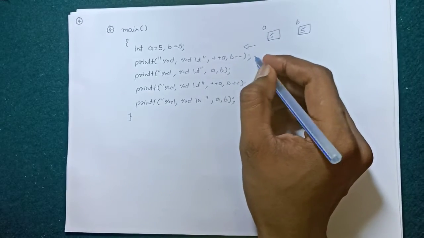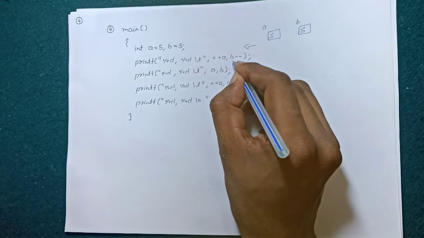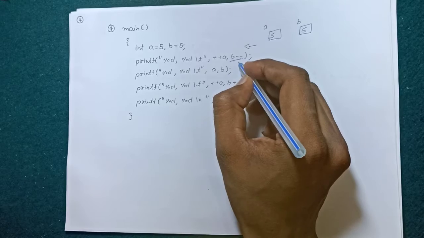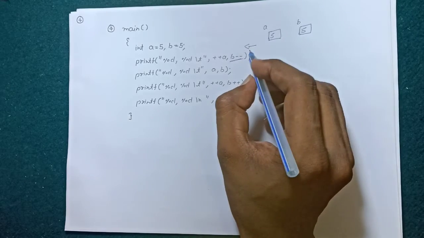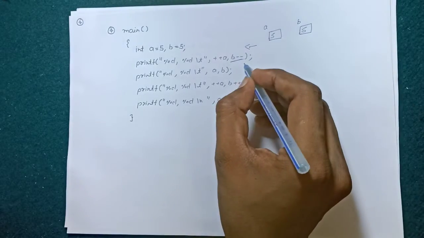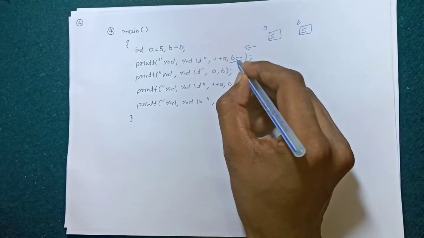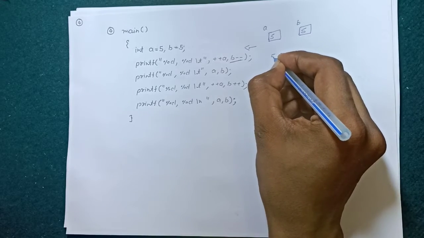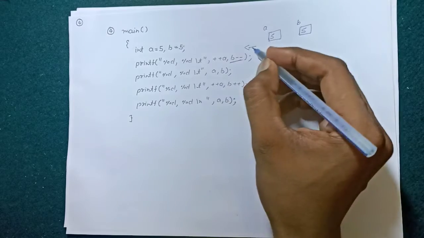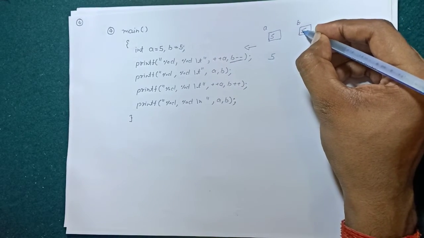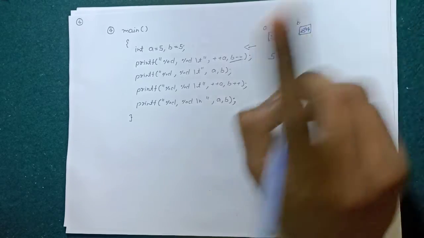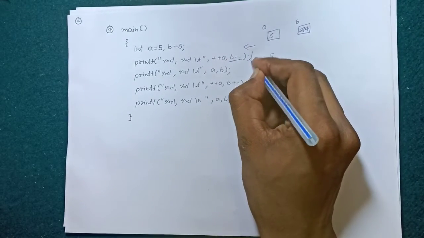Okay, so let's start. As you can see, first of all we solve this statement b--, which is post decrement. Post decrement means the value is first printed, then the value of b is decreased. So what is the value of b? Value of b is 5. Okay, value of b is now printed. Now the value of b is decremented by 1, because whenever we write b--, it means that the value is decreased by 1. So 5 will be printed.